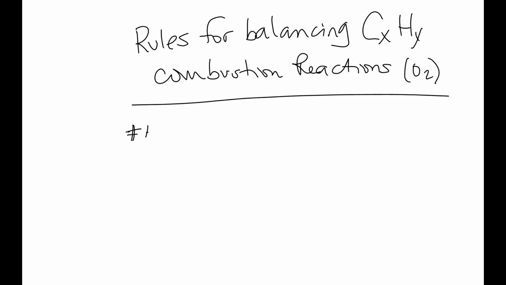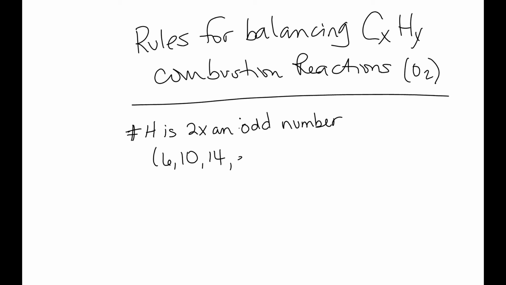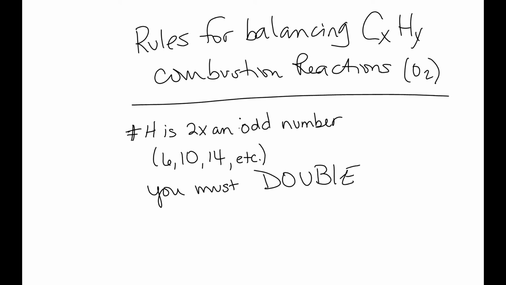The number of H's is 2 times an odd number, for example, 6, 10, 5, 7, 14, etc. So basically, if you divide it by half and it's an odd number, you must double the CxHy compound. Huh? What are you talking about?